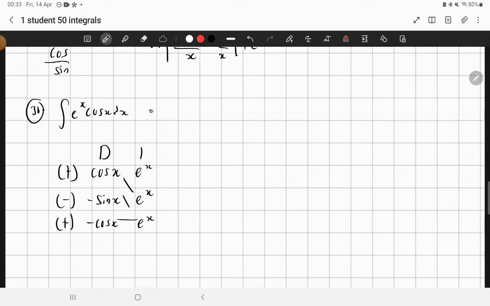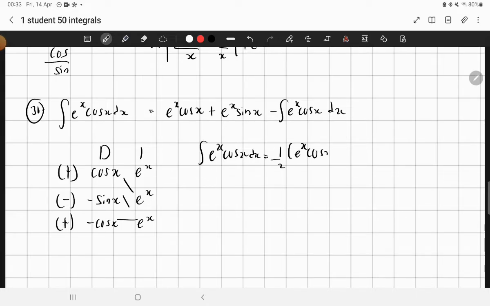Multiply. So e to the power of x cosine of x plus e to the power of x sine of x minus the integral of e to the power of x cosine of x. So basically, we got the integral of e to the power of x cosine of x dx is equal to 1 over 2 times e to the power of x cosine of x plus e to the power of x sine of x. If you want to factorize e to the power of x, then suit yourself. I really don't mind. Either way, this will be a simple one.